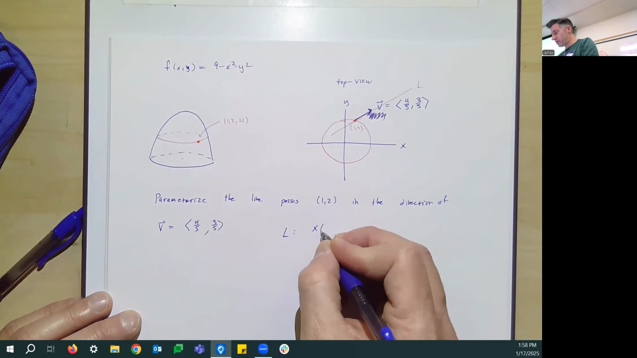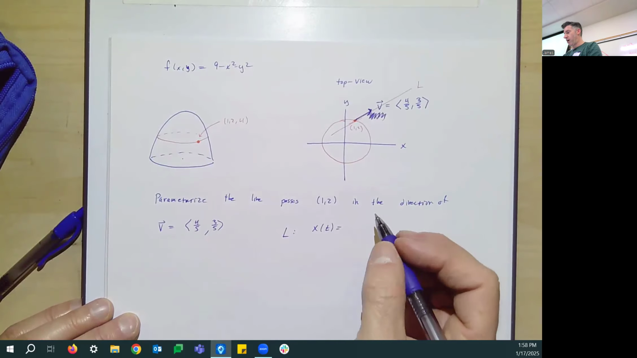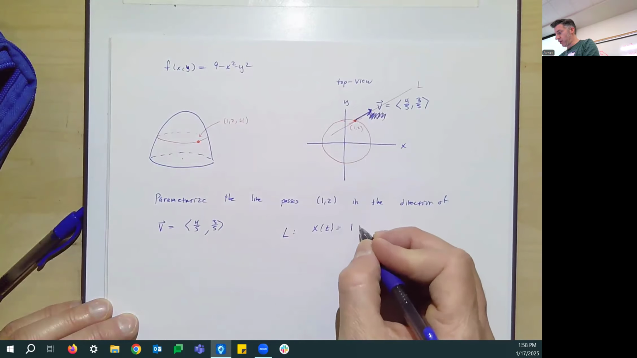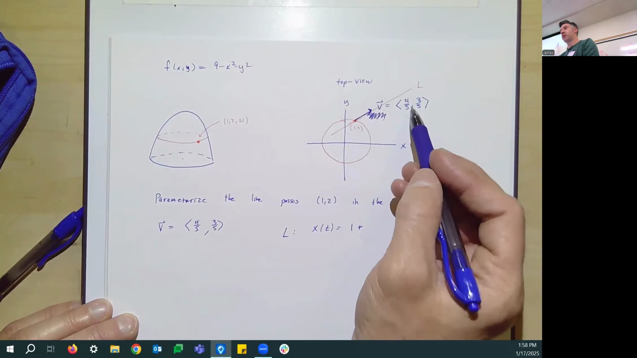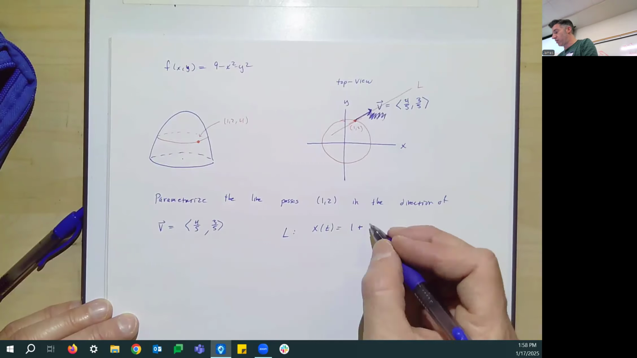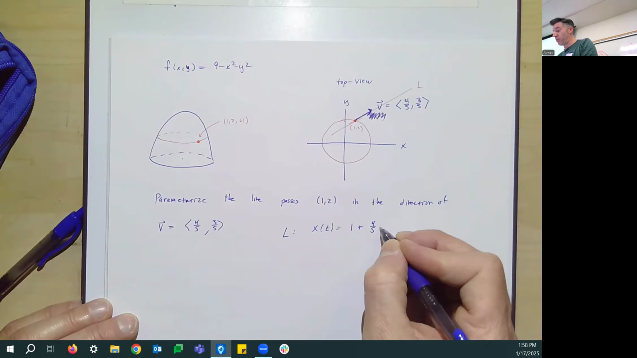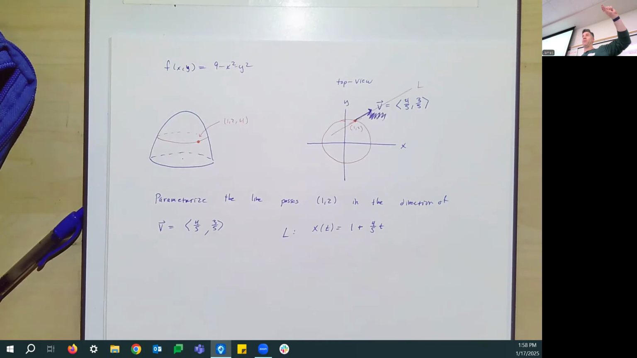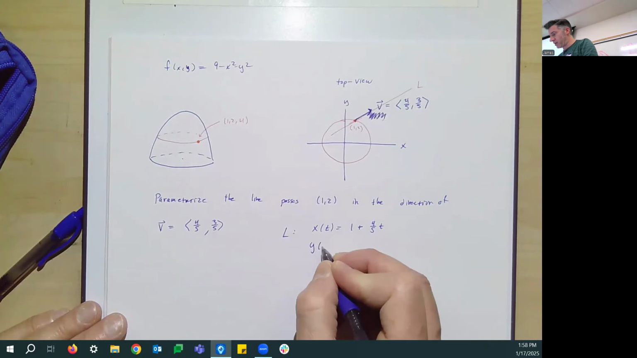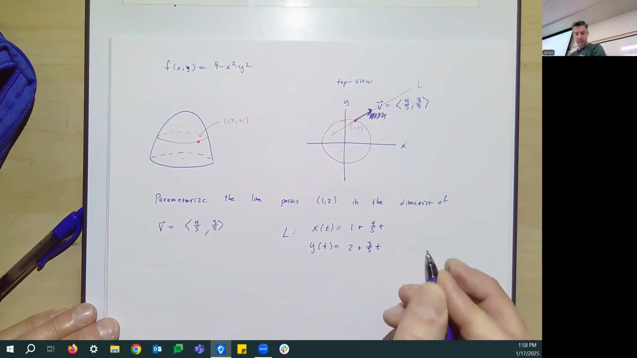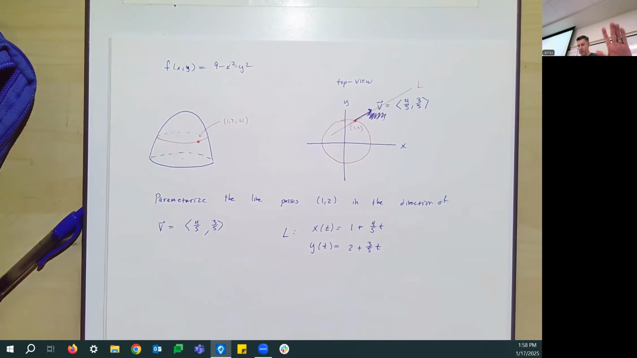Our x coordinate is going to be given by, well, at time equals 0, we want the x coordinate to be 1. So it's going to be 1 plus, then it's just going to be however much the x coordinate of this vector is. It's going to be 1 times 4/5, plus 4/5 t. Just like in the previous example, it was the coordinate plus however much the vector was increasing it by. And the y coordinate is going to be 2 plus 3/5 t.